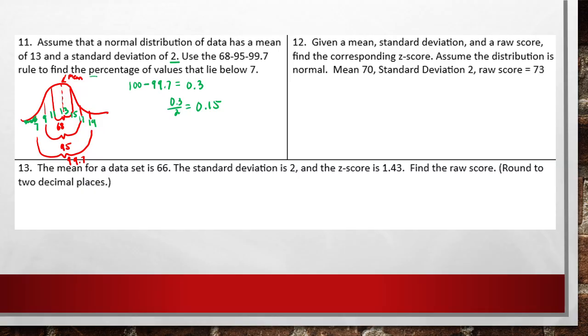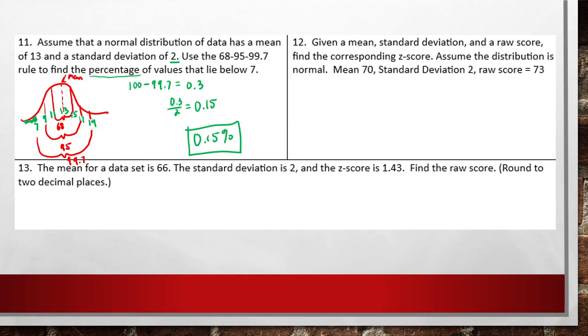So if we want to change that to a percent, we're going to move our decimal 2 places. Oh, these are already percent. Sorry, I don't need to move my decimal. That's a mistake. It's just the 0.15 because it's already a percent. So that is how much of my data would lie below 7. So you get the 0.15%. So again, think about where your data is, and that's how the 68, 95, 99.7 rule works.